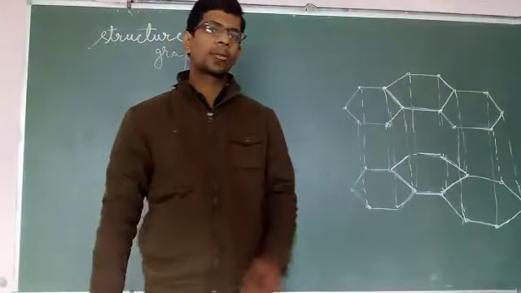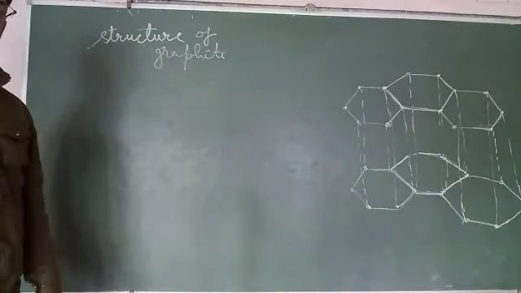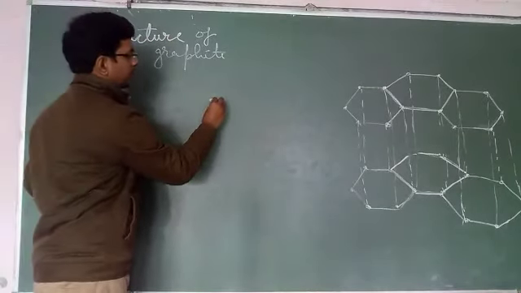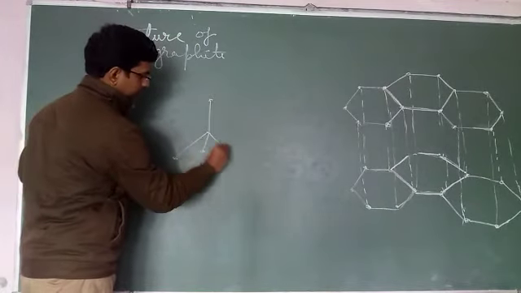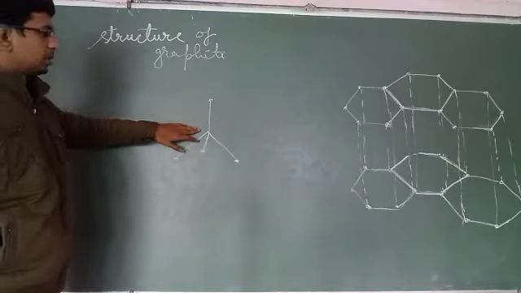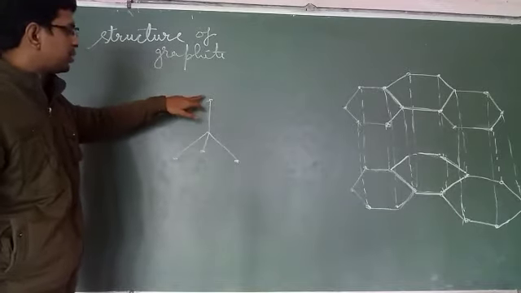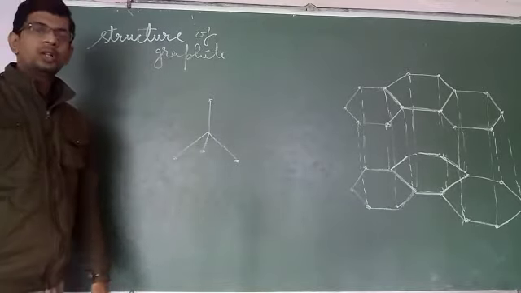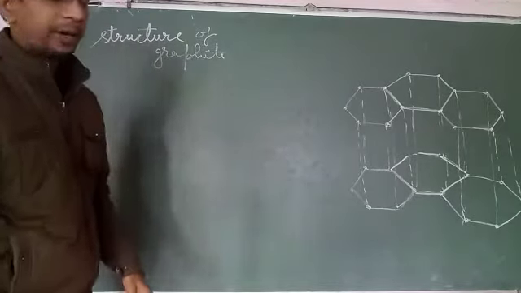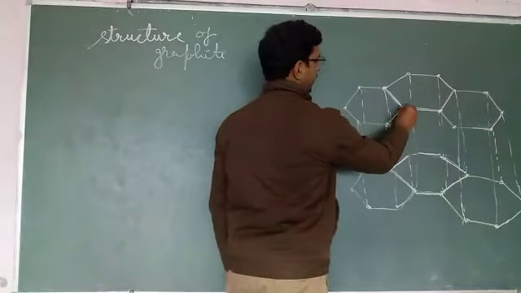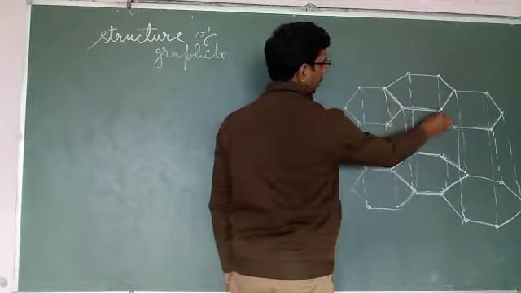Hello students. In this video, we will discuss the structure of graphite. In the last term, we studied the structure of diamond. In that, we studied that carbons in diamond are tetrahedrally arranged, meaning one carbon is attached to 4 different carbon atoms. But in the case of graphite, one carbon is attached to 3 different carbons.